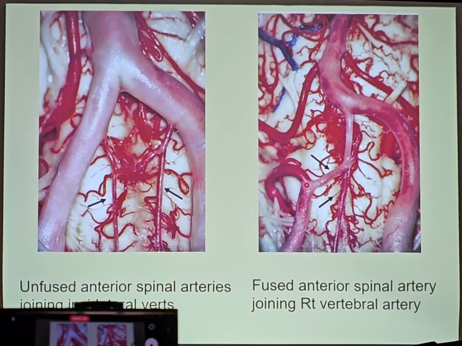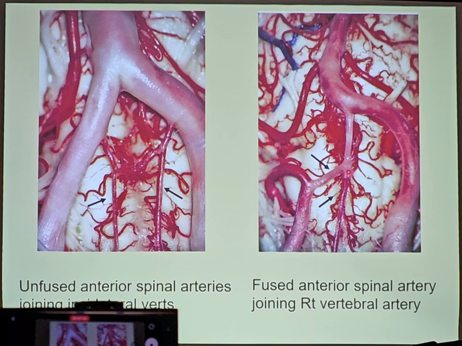And notice again, as was mentioned, this is also frequently the site of the nearest, closest origin of the PICA. So the closest are when you have the configuration where the anterior spinal artery is joining the limb of the vertebral artery, then this will invariably also be the site where the closest PICA will be coming from.